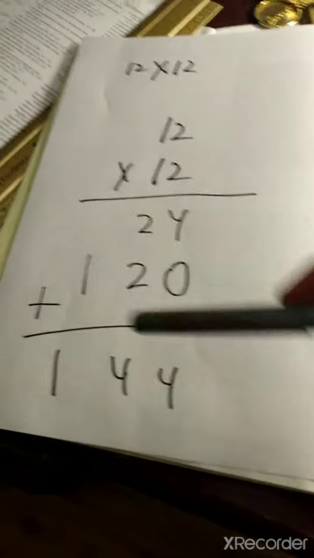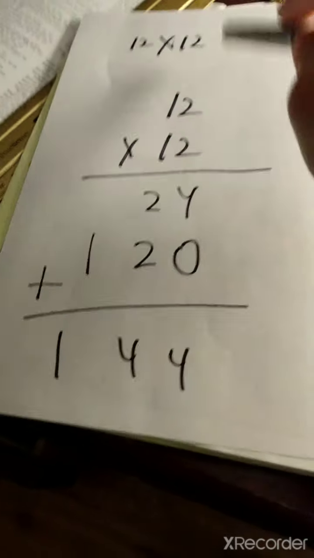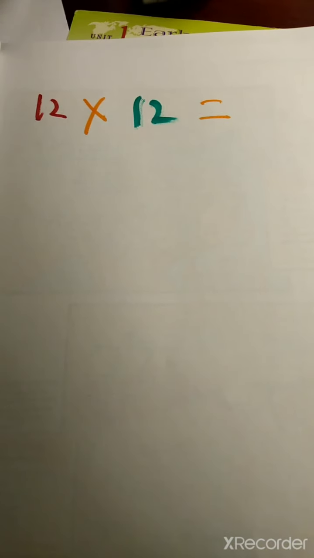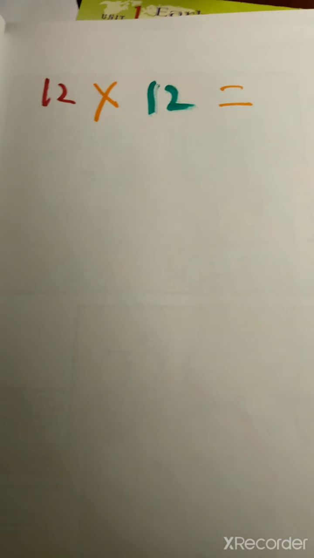Now we're going to do the Chinese version, and see if it works, because we want to see if the American version has the same answer, because for the American version, we got 144. Will it work for the Chinese version? So we're going to be multiplying 12 times 12.